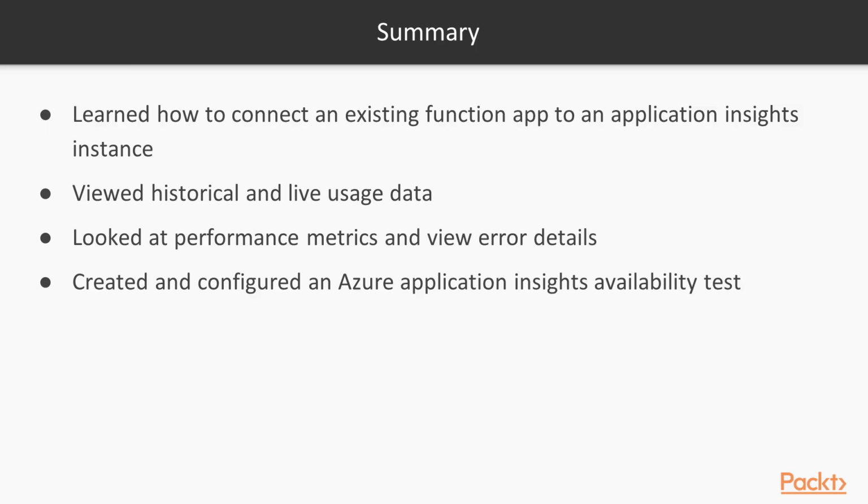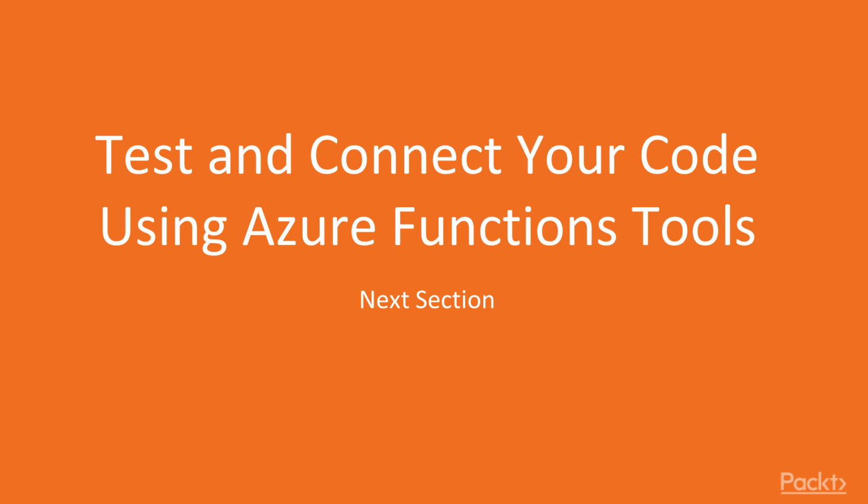In this section, we learned how to connect an existing function app to an Application Insights instance. We saw how to view historical and live usage data. We examined performance metrics and error details, and even created an availability test and configured it to send emails to a team. In the next section, we'll test and connect our code using Azure Functions tools.